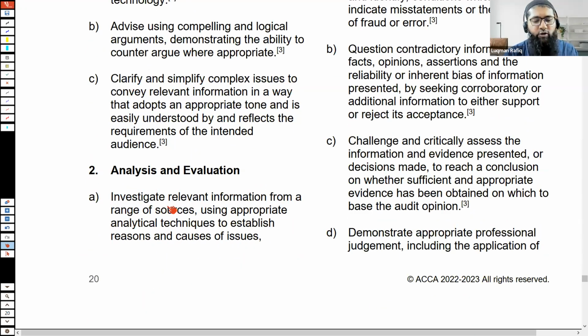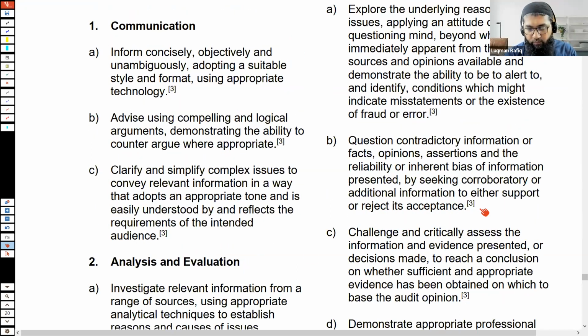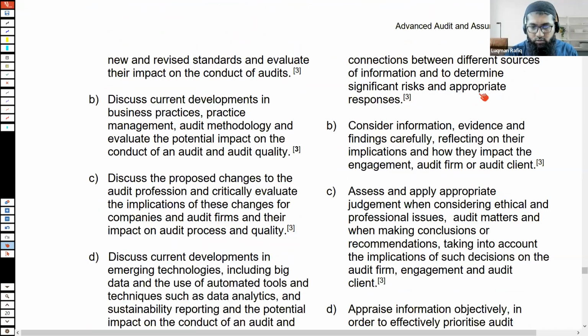Next is analysis and evaluation. It says investigate relevant information from a range of sources. You would be given a lot of detail, but everything may not be relevant. There could be a few items which are relevant and a lot of things could be irrelevant. So you would consider only the relevant items, using appropriate analytical techniques to establish reasons and causes of issues, connections between different sources of information, and to determine significant risks and appropriate responses. Consider information and evidence carefully, reflecting on implications and how they impact the engagement or outcome.